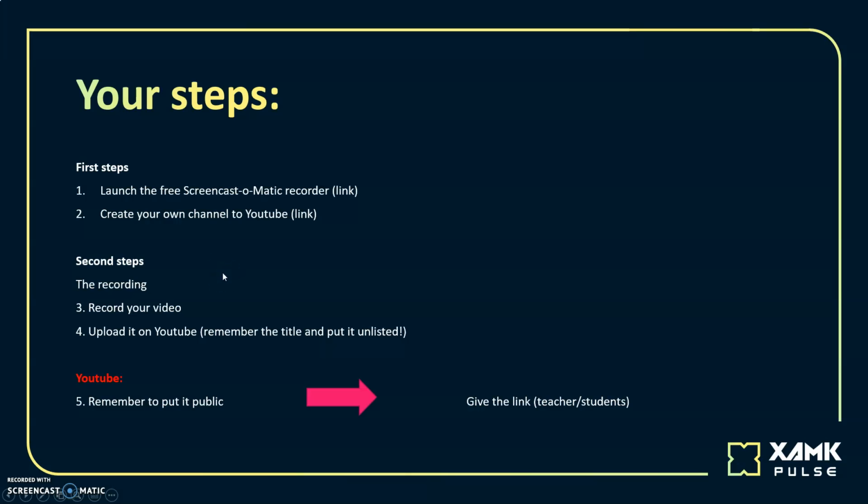The second steps are for the recording itself. Record your video, upload it on YouTube if you want to do it my way, and then you have to remember the title and put it unlisted before it goes to your YouTube channel. When it's there, remember to put it public so that anyone who needs it can find it. So you just give the link to the colleague or students, and students can give it to you, and they will easily find it when it's public.